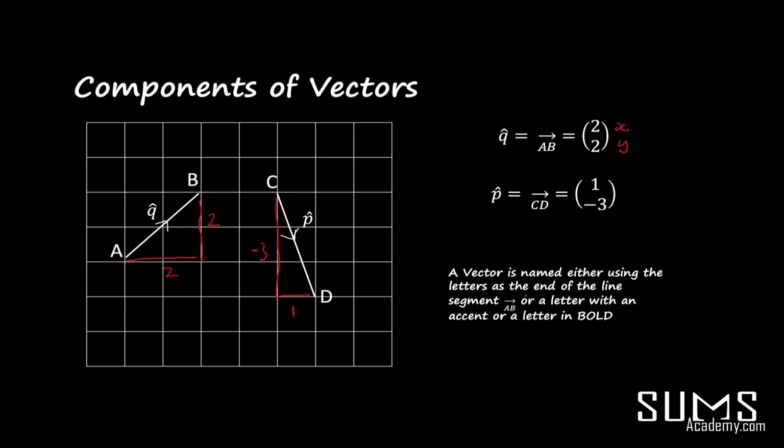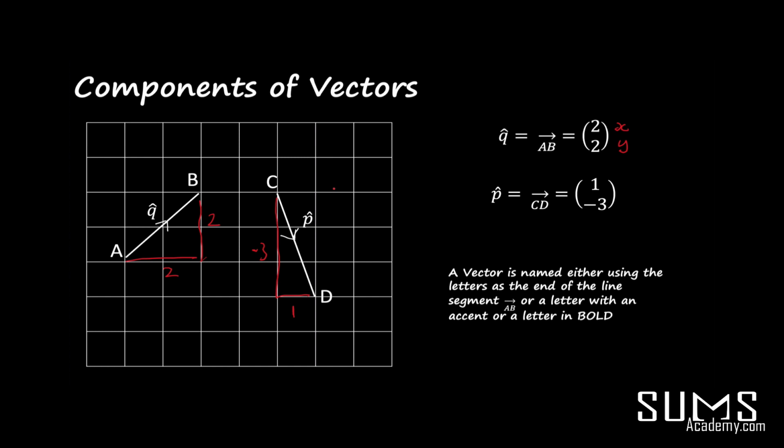It's got a little statement here. It says a vector is either named using the letters at the end of the line segment, so A to B, or a letter with an accent, or a letter in bold. I'm just saying that because I tended to use an accent above it, but sometimes you'll see bold. These are the different ways that might come up.